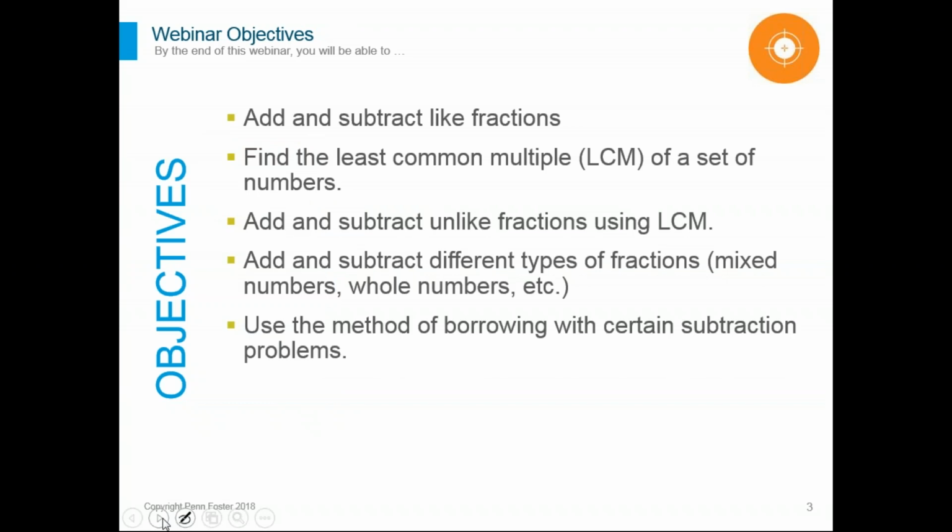Today we're going to go over some objectives that the section on that unit goes over, adding fractions, different kinds of fractions. We're going to go over like fractions, unlike fractions, like mixed numbers, unlike mixed numbers, how to find a common multiple or a common denominator. And hopefully by the end of this webinar, you have enough practice and also enough knowledge about this section of the unit that when you go back to the unit and read it, it makes more sense to you.